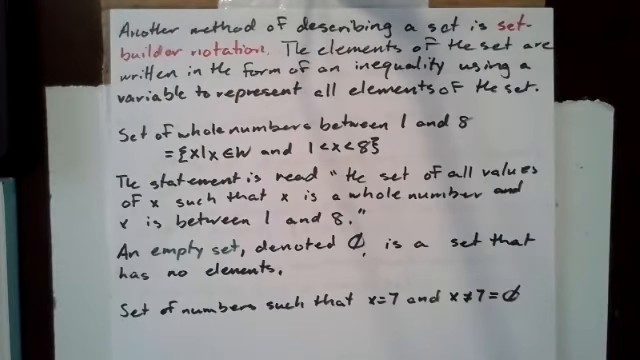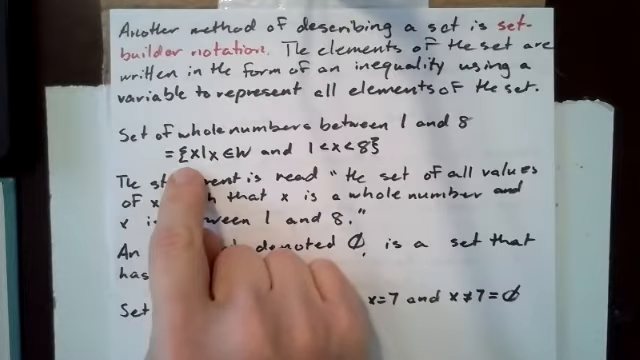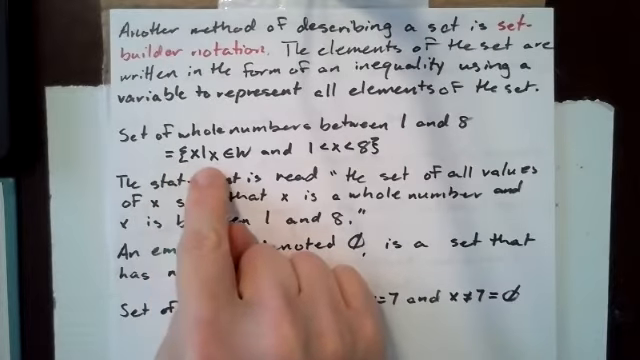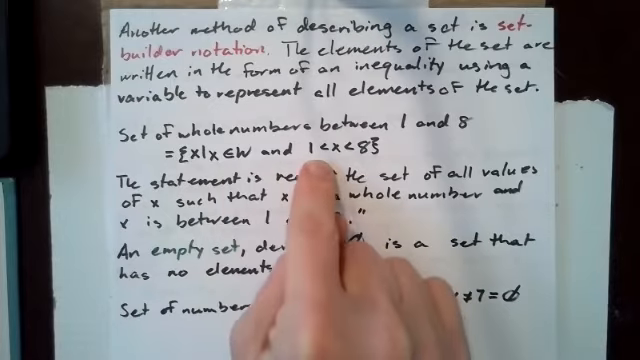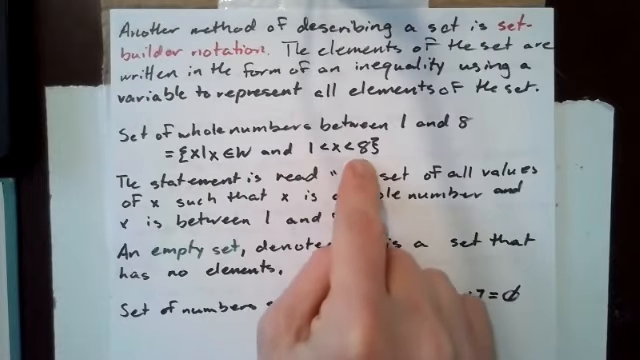Another method of describing a set is set builder notation. The elements of the set are written in the form of an inequality using a variable to represent all elements of the set. So for example, if we have the set of whole numbers between 1 and 8, that will be the set of all x such that x is a member of the whole numbers and 1 is less than x, which is less than 8.